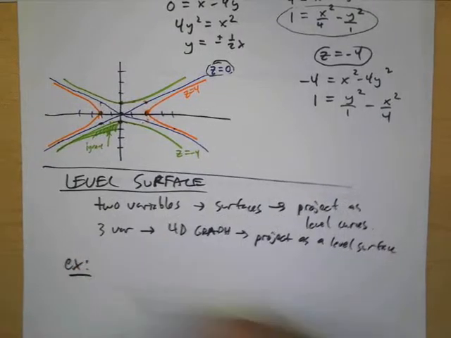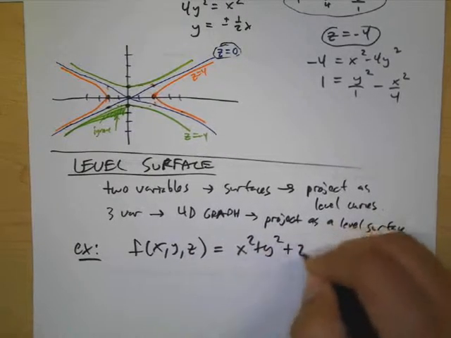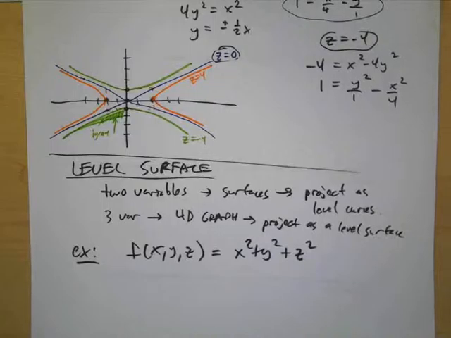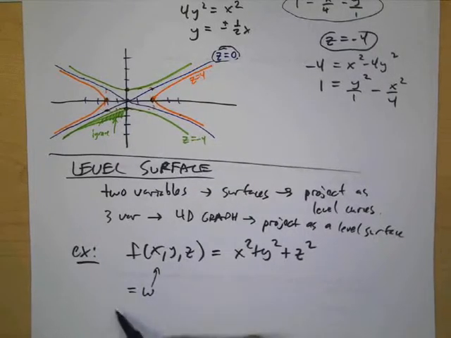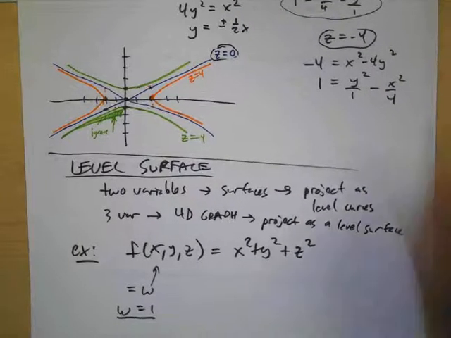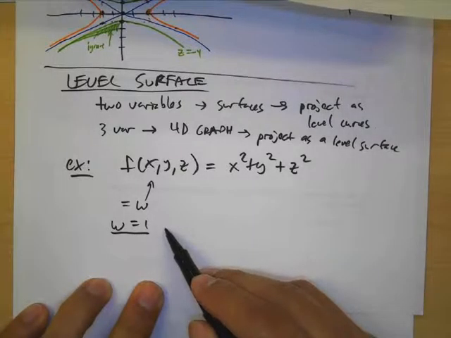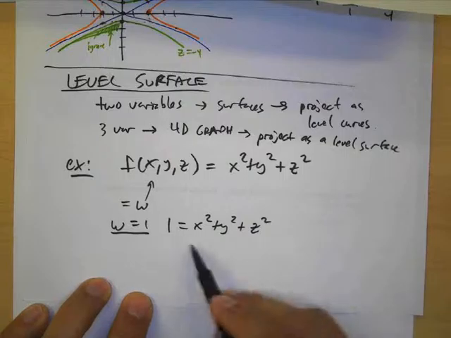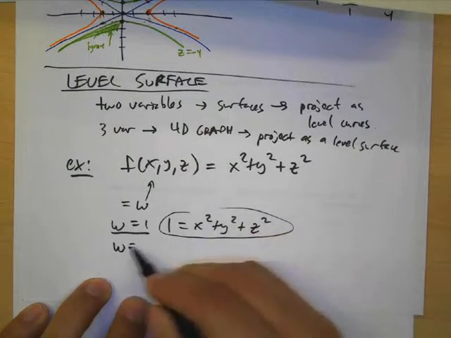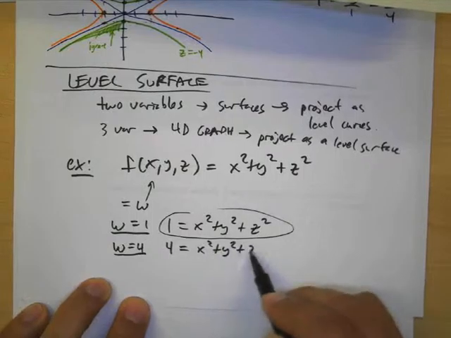Okay, so for example, and this is the last problem we'll do, if we have f of x, y, z equals x squared plus y squared plus z squared. And let's say, again, typically we'll say this is the same as w, right? If I did w equals 1, I'm almost off the page, but I'm also almost done, so I'm not going to start a new one. What shape would I get if I plugged 1 into here? A sphere centered at the origin, radius is 1. What if I did w equals, oh, I don't know, 4? I get another sphere, right?